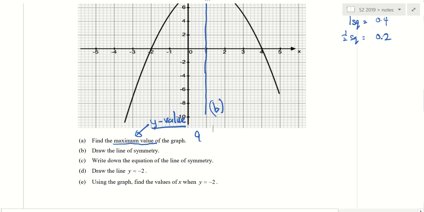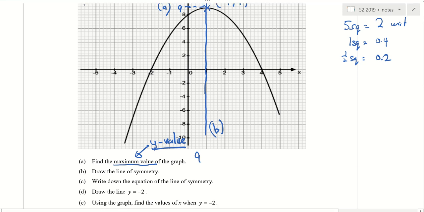Very simple. Okay? Now, third one, can you write down the equation of the line of symmetry? Now, how do I write the equation? Okay, I teach you a very easy way to write it. For a vertical line, I want you to take note where it cuts. It cuts at this part of the x-axis, right?